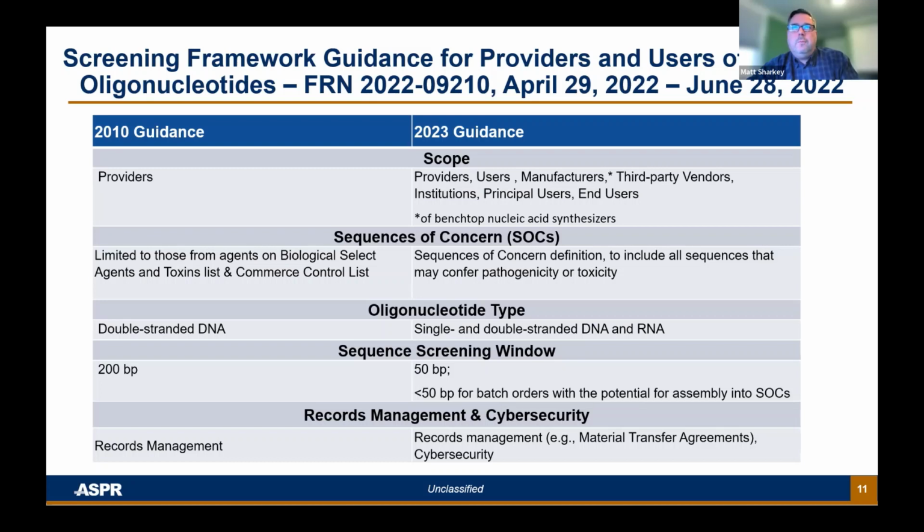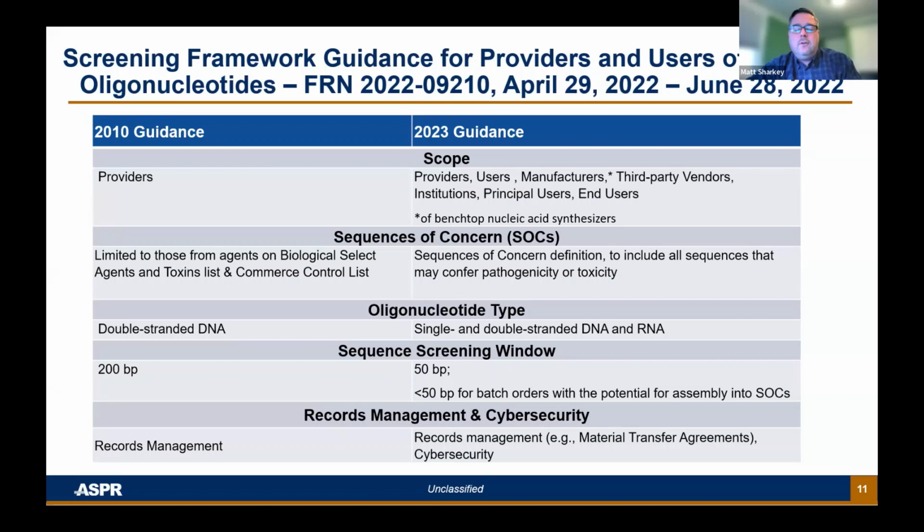I'll note that the scope has been expanded to provide recommendations for providers, for users, for manufacturers, for third-party vendors, institutions, principal users, and end users, by which I mean we are asking users to preemptively identify if their order contains sequences of concern. We're asking third-party vendors, principal users, and end users to verify the legitimacy of people that they transfer the materials that they've purchased from providers to, and to record those transfers.